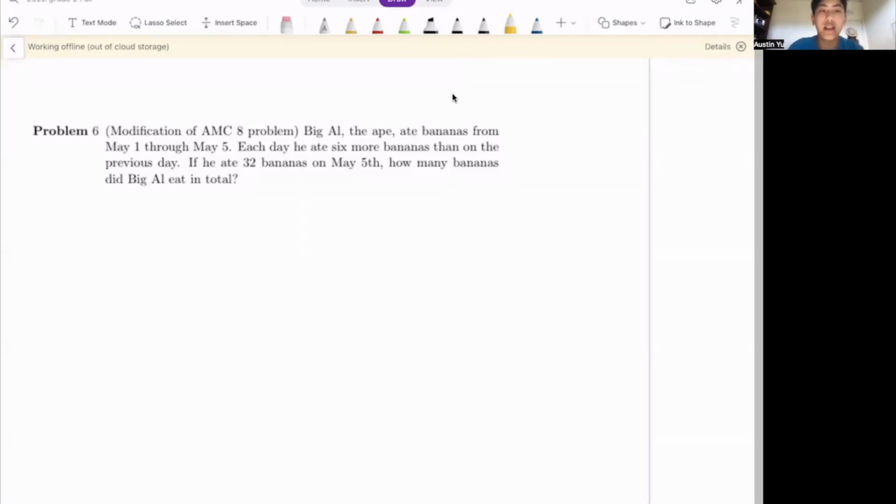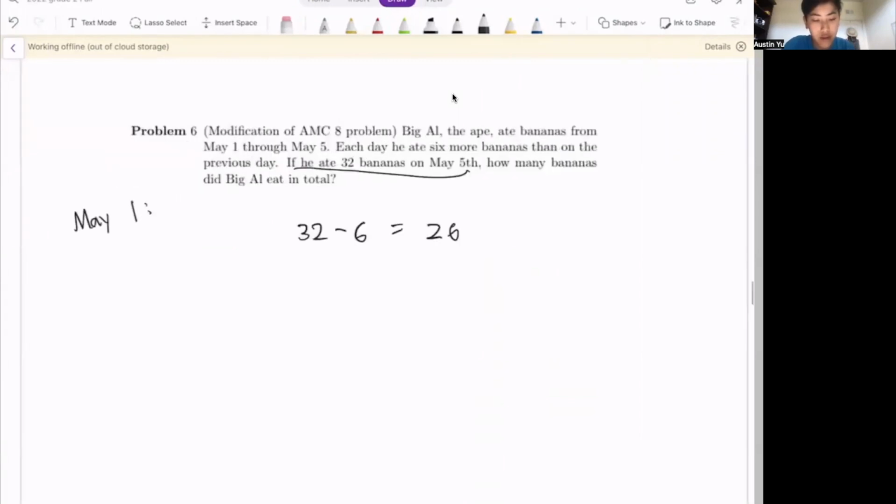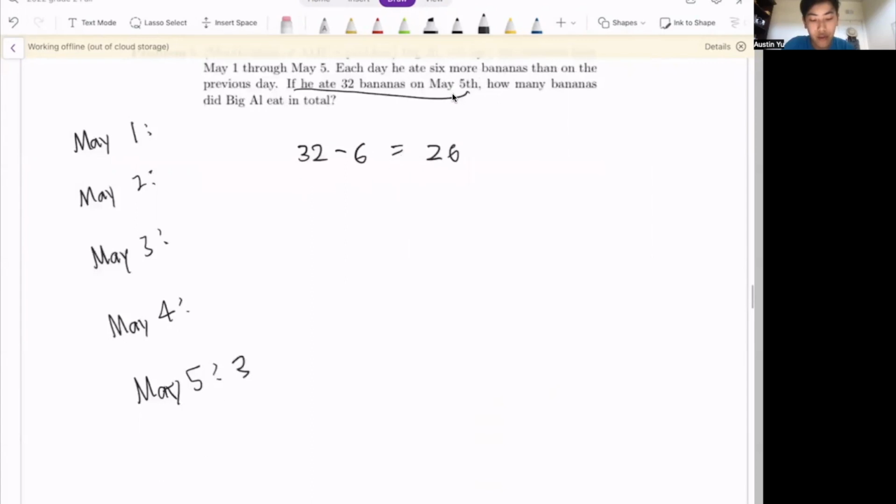For this problem, it is a bit tricky, but we can do it if we spend a little bit of time on it. For May 5th, he ate 32 bananas. Then, if he ate 32 bananas on May 5th, that means we just subtract 6 from 32, which gives us 26. Let's do May 1st, May 2nd, May 3rd, May 4th, and May 5th. Of course, we're working backwards. So for May 5th, we have 32.